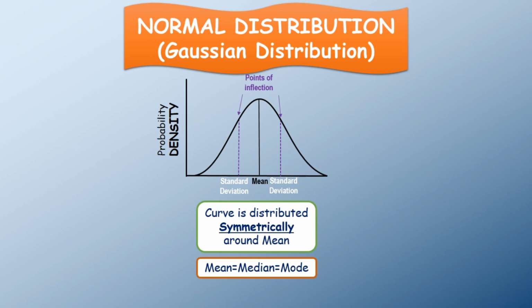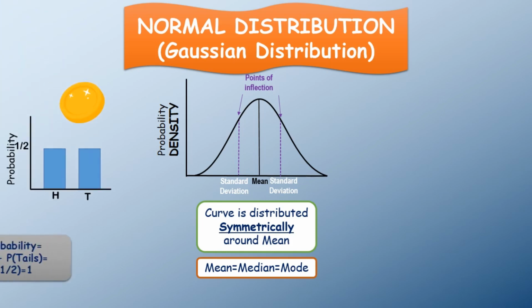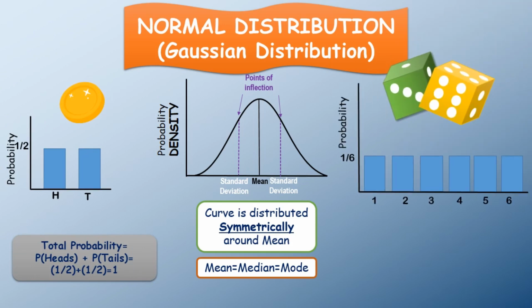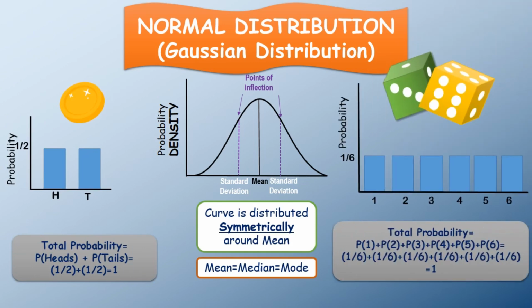In general, all the probabilities always add up to 1. For example, if we take the probabilities of heads and tails, they will add up to 1. If we take the probability of different numbers on a dice, they will also add up to 1. Therefore, we can say the total area under the curve of the normal probability distribution is 1 as well. Because data is symmetrically distributed around the mean, the probability on either side of the mean should be 1 by 2.